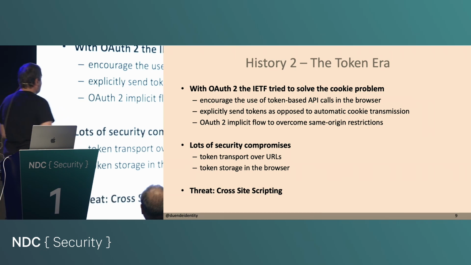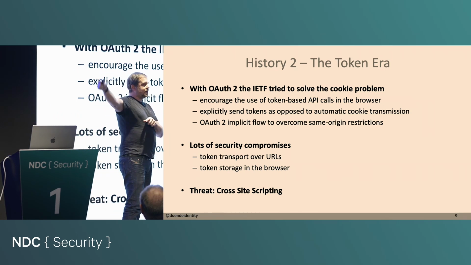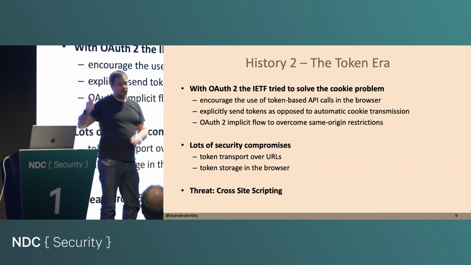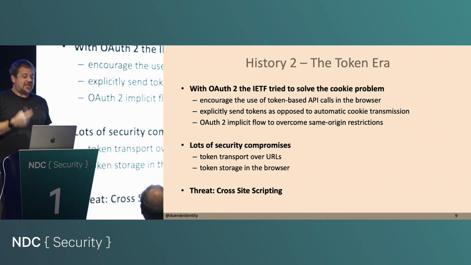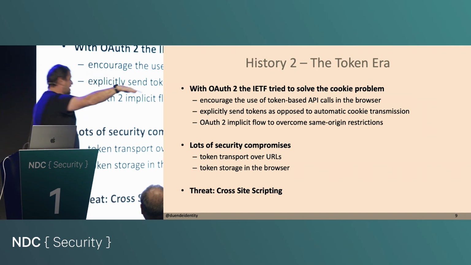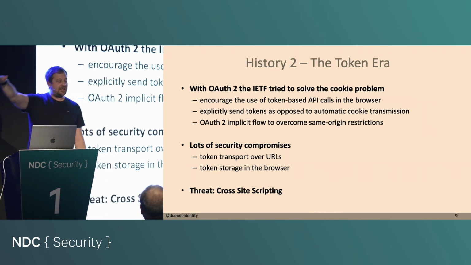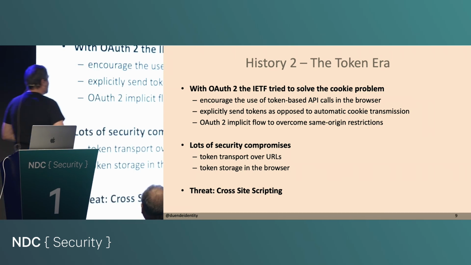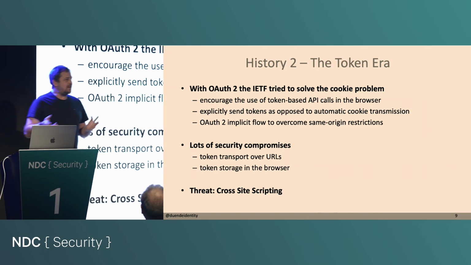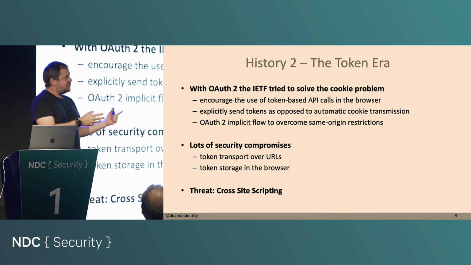Also, people liked the idea that with tokens, you could now send stuff cross-origin or cross-site, which you couldn't do with cookies. So when you go back to the OAuth archives, every single email that they ever wrote about the OAuth spec is archived. And when you go back to 2009 or so, someone said, we should think about OAuth for browser-based applications. And the immediate response was, why would you ever build an application using JavaScript?